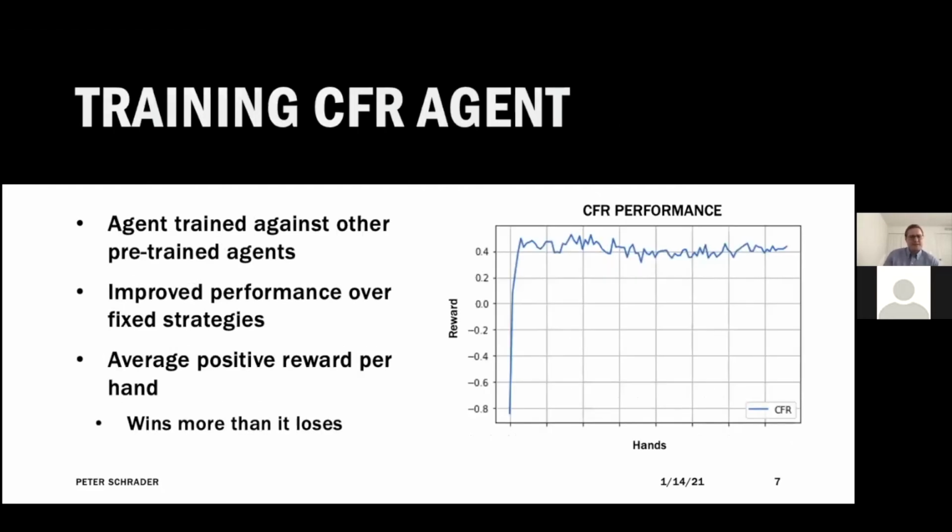This is the specific CFR agent that I trained. It played against and learned against other pre-trained AI agents over 750,000 hands. You can see that it improved performance, starting with a negative reward and leveling off at about a 0.4 positive reward. It did average a positive reward over the course of the hands, which indicates that it wins more than it loses, and it was a clear improvement over fixed strategy.